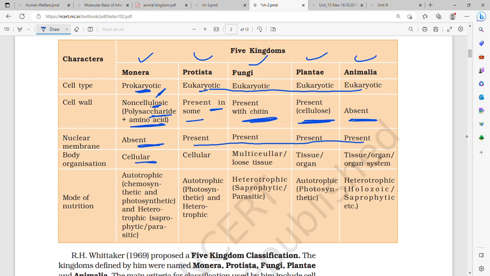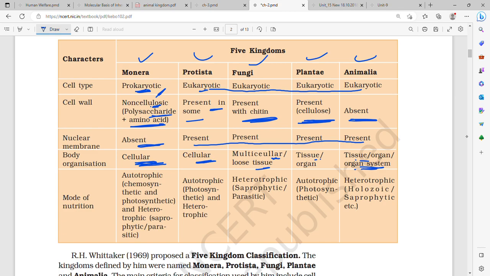Then Monera have a unicellular body organization. Protista also are unicellular, so Monera are unicellular prokaryotes, Protista are unicellular eukaryotes. Fungi, Plantae and Animalia are all multicellular organisms. In fungi there is multicellular and loose tissue. In Plantae, tissue and organ. In Animalia, tissue, organ as well as organ system. Many organs combine to form, for example, your digestive system: the pancreas, large intestine, small intestine, stomach, liver and all of them combine to form it.